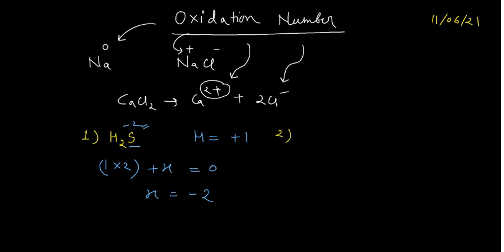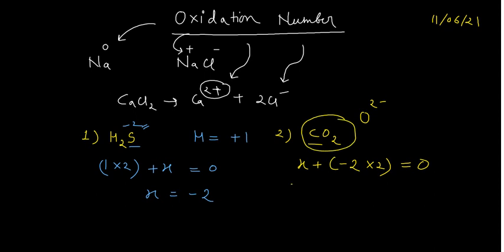Similarly, take the second species. You are given carbon dioxide, and in this carbon dioxide you have to calculate the oxidation state of the carbon. You know oxygen is 2 negatively charged. So how much charge is there on oxygen? 2 negative. So write X, then -2 charge on one oxygen, and you have 2 oxygens, and there is no net charge on carbon dioxide. This gives X - 4 = 0, so X equals 4. So carbon has an oxidation number of +4. This is how you can calculate.